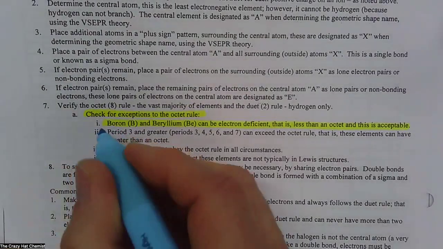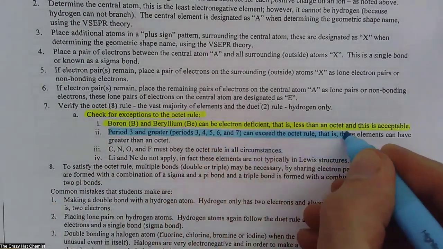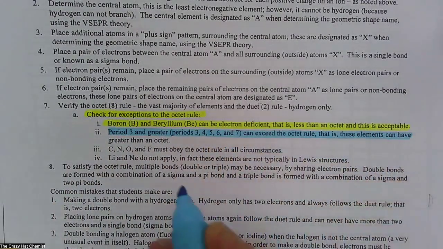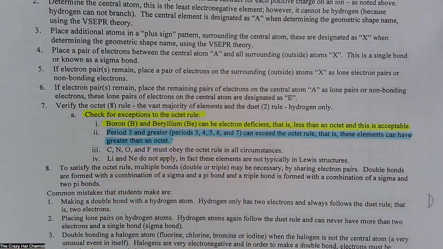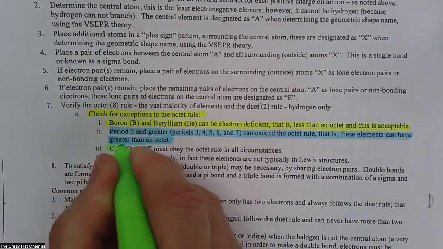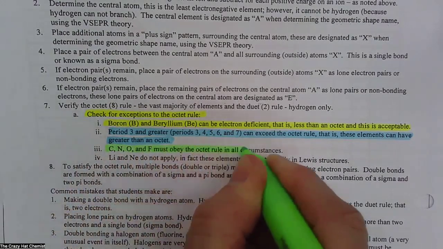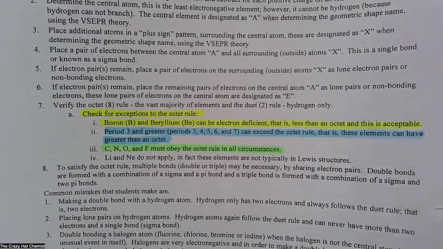Here we go. Period 3 and greater, that's periods 3, 4, 5, 6, and 7, can have greater than an octet. They can exceed the octet rule, and that is okay. By the way, I have already mentioned this, that carbon, nitrogen, oxygen, and fluorine must obey the octet rule in all circumstances. Have done that many times, mentioned it, didn't highlight it.